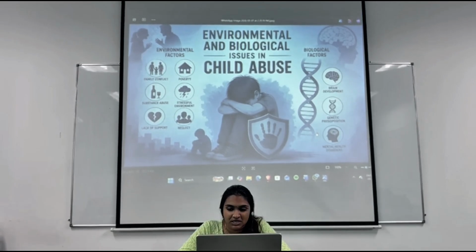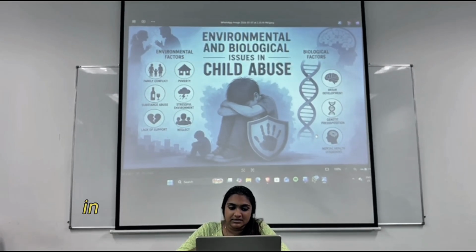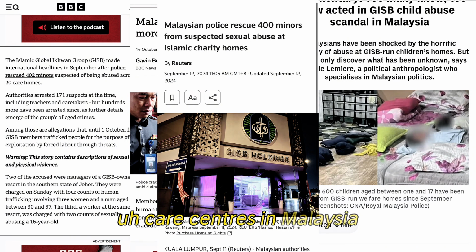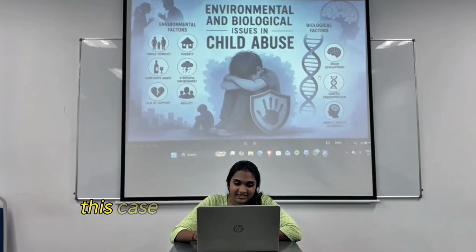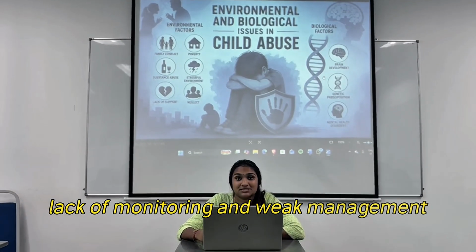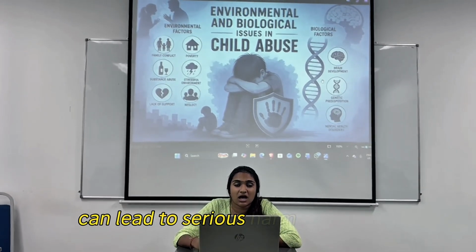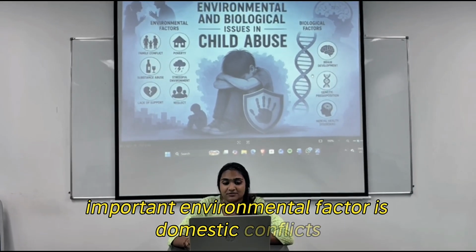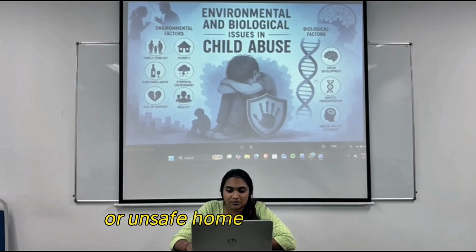For example, in the GISB welfare home case in 2024, more than 400 children were rescued from several care centers in Malaysia where abuse was reported. This case highlights how poor living environments, lack of monitoring, and weak management systems can lead to serious harm to children. Another important environmental factor is domestic conflicts or unsafe home environments.